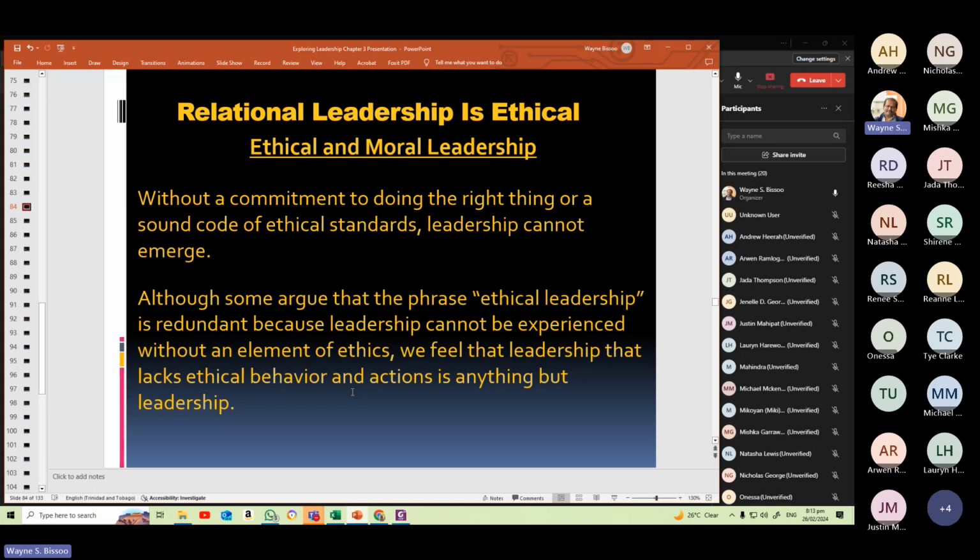So look at this statement. Although some argue that the phrase ethical leadership is redundant because leadership cannot be experienced without an element of ethics, we feel that leadership that lacks ethical behavior and action is anything but leadership. But that's not true, because we have a lot of leadership that's not ethical, but still considered leaders, or still hold leadership positions, and there oftentimes seems to be no consequence. That's the other element that becomes a little more frustrating.